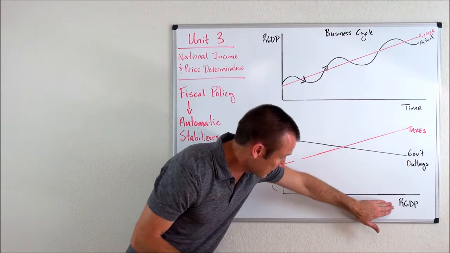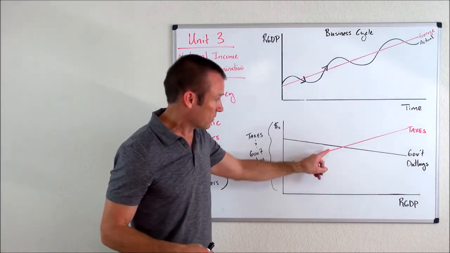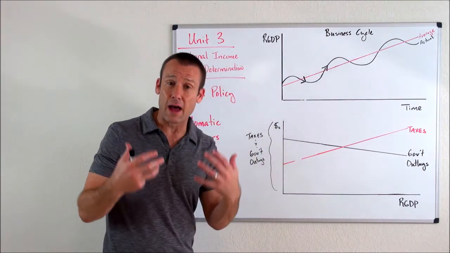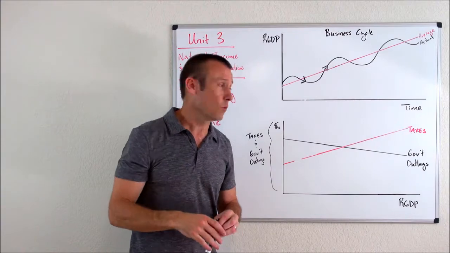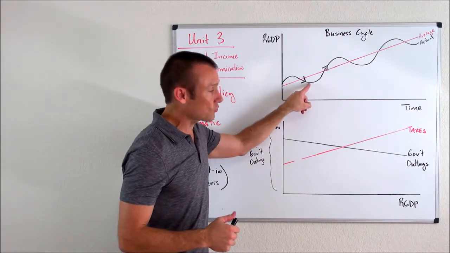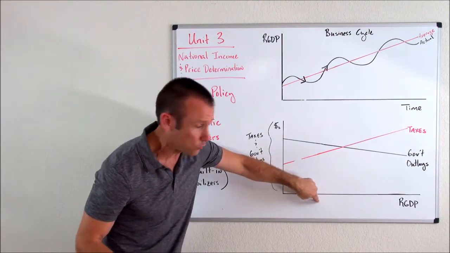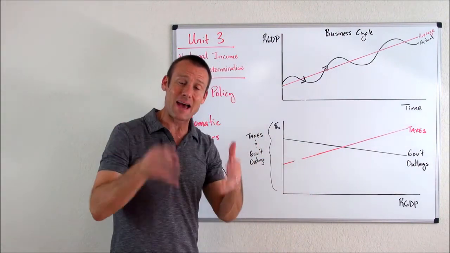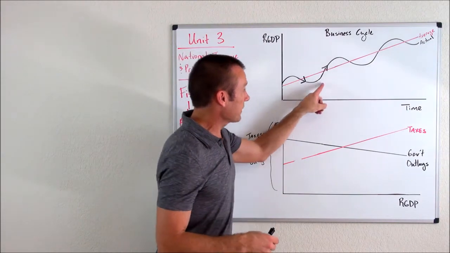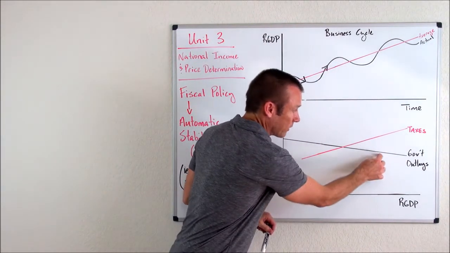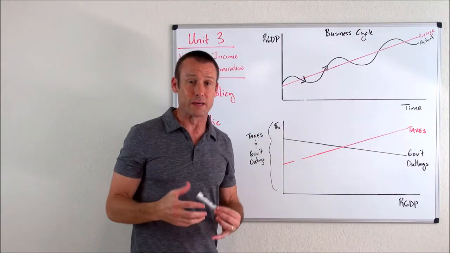As our economy gets worse and worse, you can notice that we're getting greater and greater amounts of outlays, which is exactly what we want, okay? Again, when we contract, we want more government outlays. When we contract, come this way, we want more government outlays, and that's what we get. And when we expand, we want less government outlays, and that's what we get.